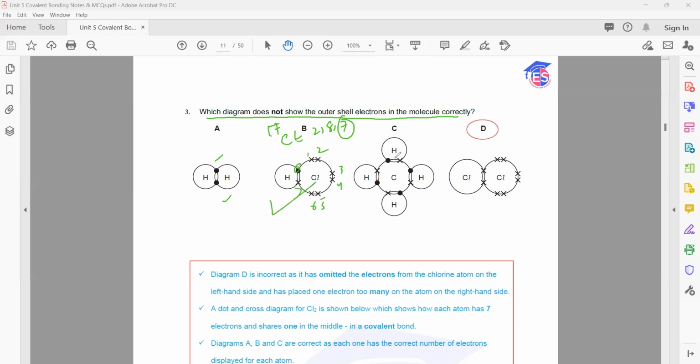It's also correct. Hydrogen again, how many? 1. So it's showing 1 in all. Carbon total how many? 6. In the first 2, then 4. So 1, 2, 3, 4. It's also correct. Here see chlorine. This chlorine is showing how many? 1, 2, 3, 4, 5, 6, 7. But this chlorine is showing only one, they did not draw the other 6 for this one. So this is the wrong diagram. This one is not showing the outer shell correctly because here they missed the chlorine's electrons. So this is how you will solve the question in the past paper.